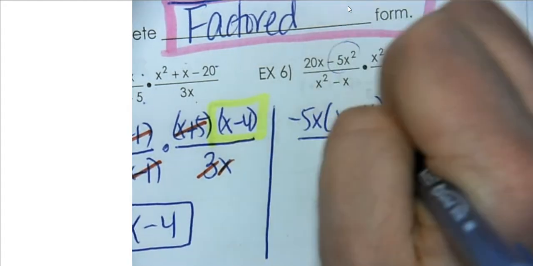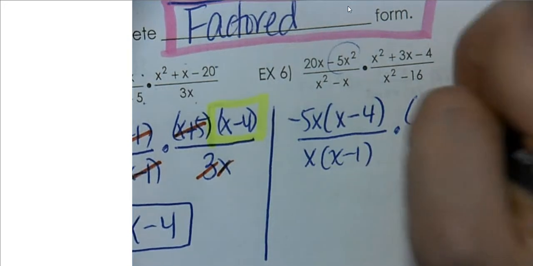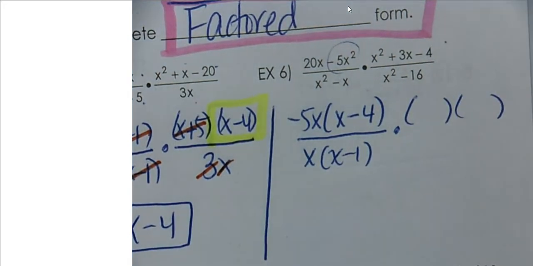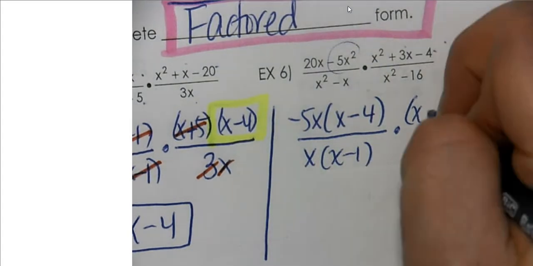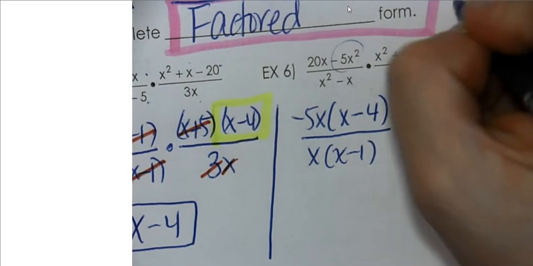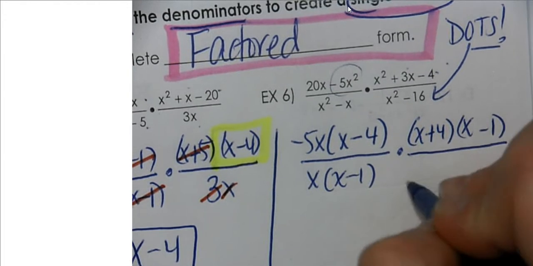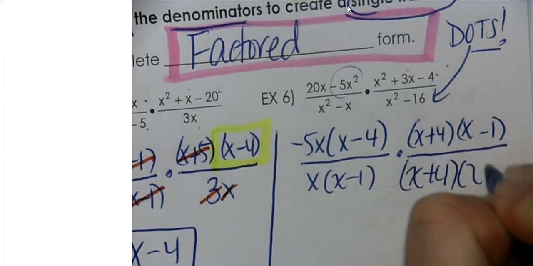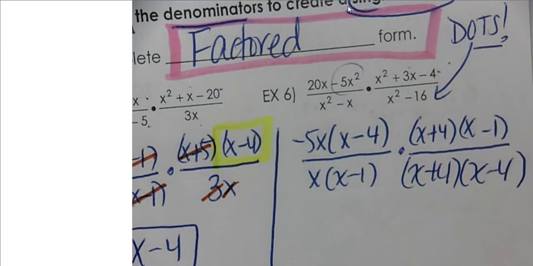This is all over, factoring out an x, I'm left with x minus 1, times, I'm going to split this trinomial apart into 2 parentheses, splitting apart the x squared into an x and an x, and asking myself what 2 numbers multiply together to equal negative 4, and together add to equal 3, and that is a plus 4 and a minus 1. This is all over x squared minus 16. We all know that it's DOTS, difference of 2 squares, so that's going to be an x plus 4 times an x minus 4. So now what we're going to do is cancel away anything that you see that's the same on the top and the bottom.